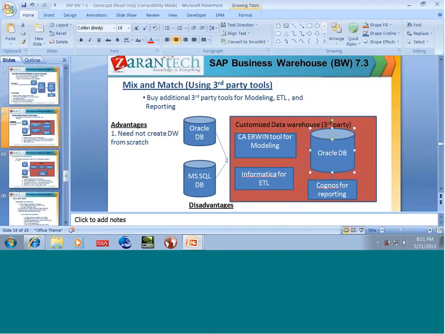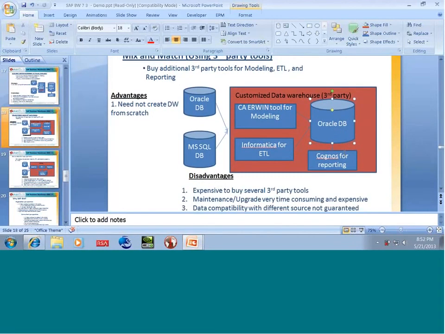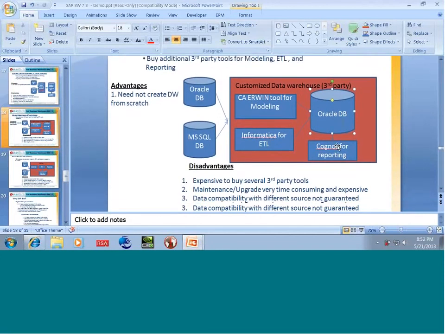In this case, they want to use the Oracle database itself as the data warehousing tool, which is possible because Oracle is also a data warehousing tool. It provides data warehousing functionality. But let's look at the disadvantages of going with third-party tools.